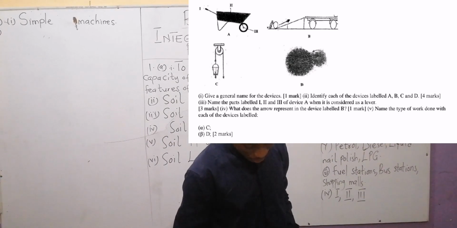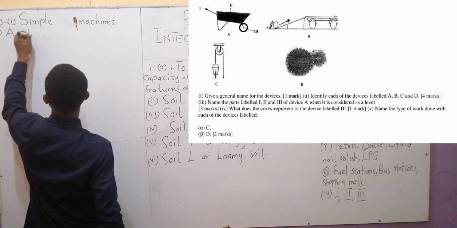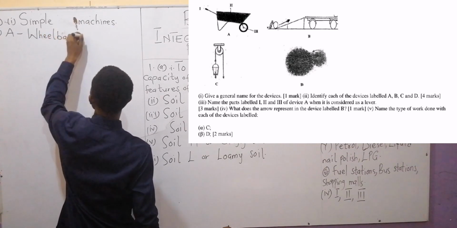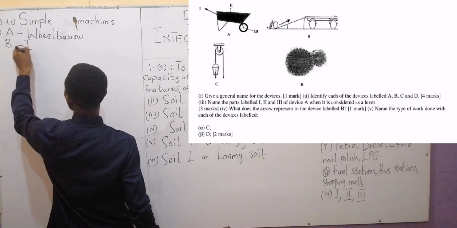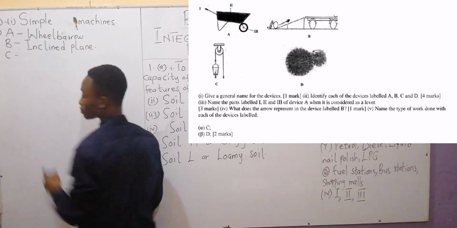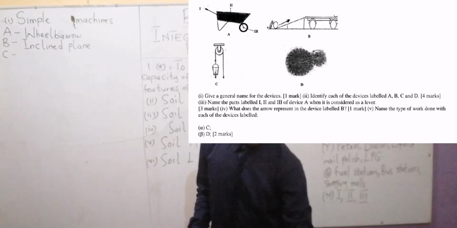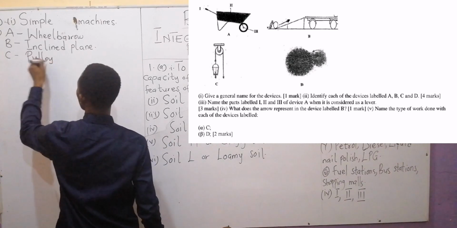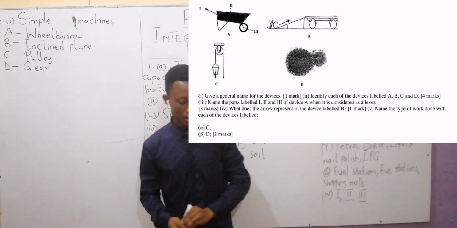II. Identify each of the devices labeled A, B, C, and D. A is a wheelbarrow. We all know this popularly. B, we have the inclined plane. C, we have what we call a pulley. And D, we have what we call the gear.